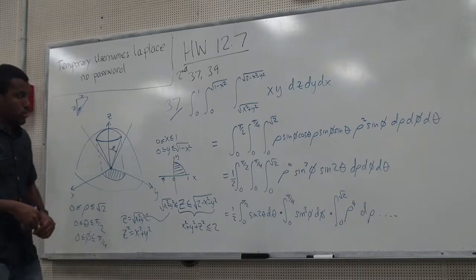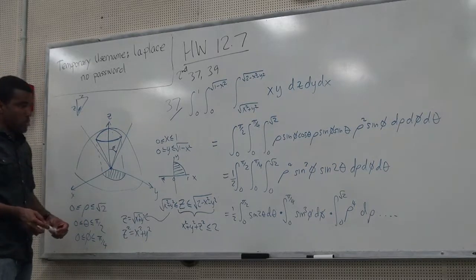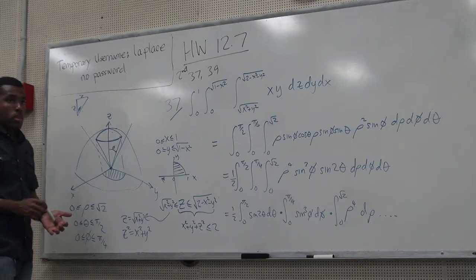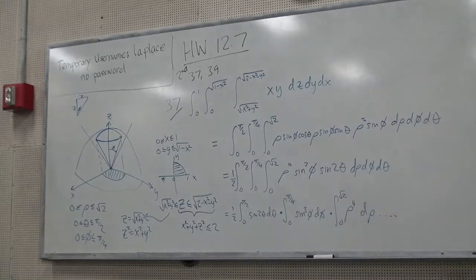How do you find the rho range? Rho goes from this point to this point, so this is fine. I have another question. Again, how did you get the pi over 4, from this point to the angle here?